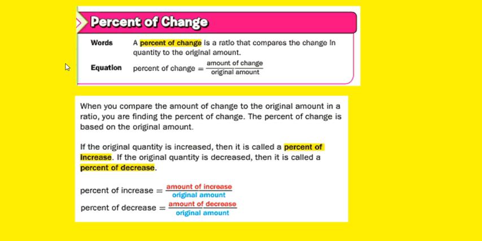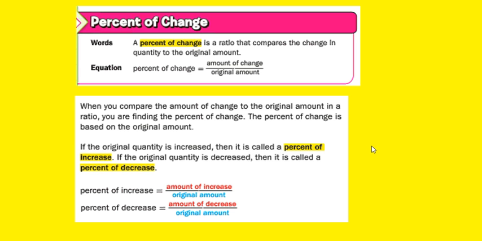Percent of change. A percent of change is a ratio that compares the change in a quantity to the original amount. So as an equation, the percent of change is the amount of change over the original amount. When you compare the amount of change to the original amount in a ratio, you are finding a percent of change. The percent of change is based on the original amount.